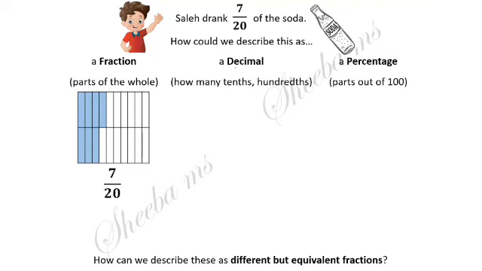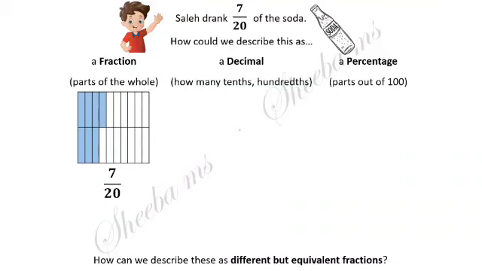And how do you explain this as a decimal? The same way, here we have 7 by 20. So let us take it into 100. How do you make it into 100? Here 20 are there and here 7.